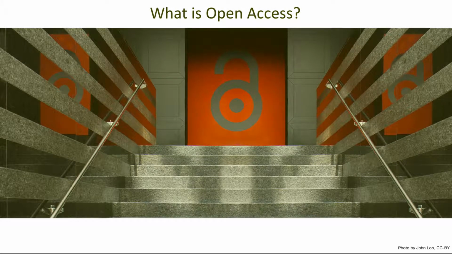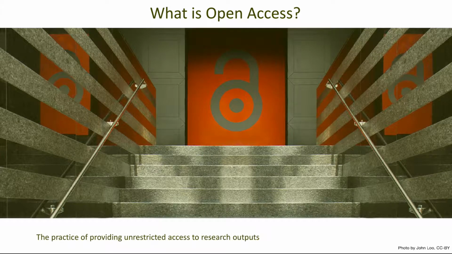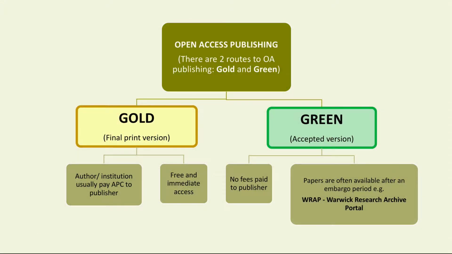So what is open access? Open access simply means that there are no barriers to anyone accessing or reading your article. It is often equated with publishing your work under a Creative Commons license. But the most basic definition of open access is the practice of providing unrestricted access to research outputs, meaning free and permanent online access.